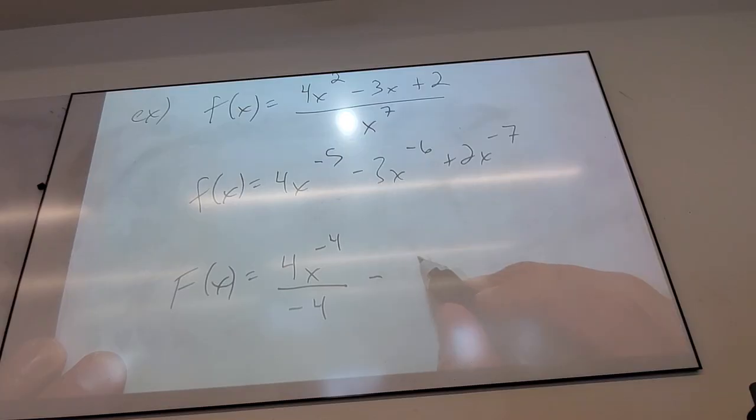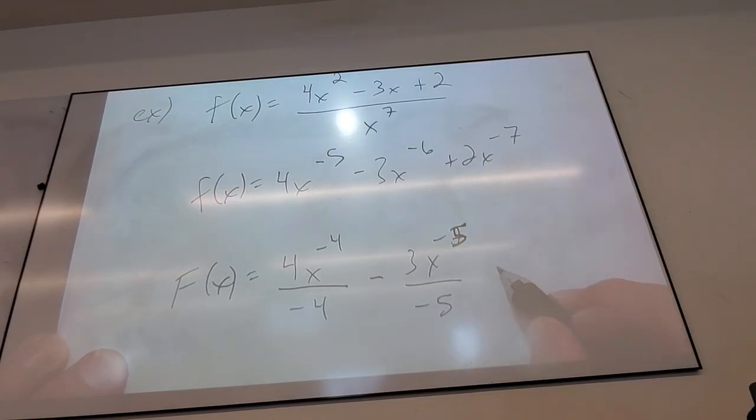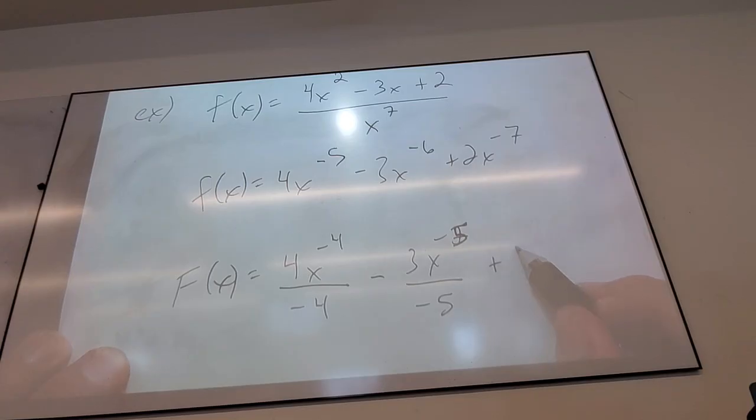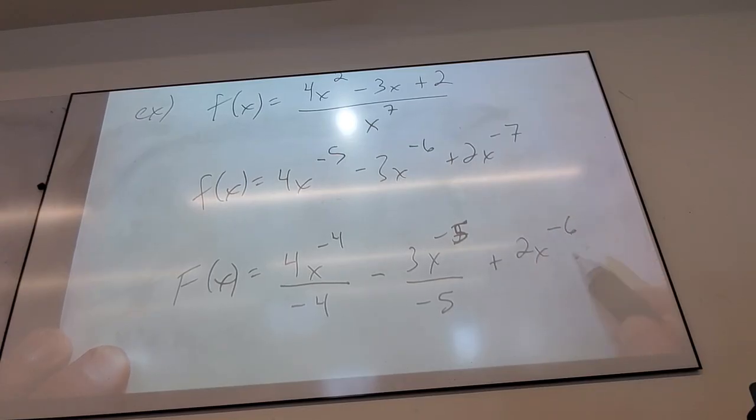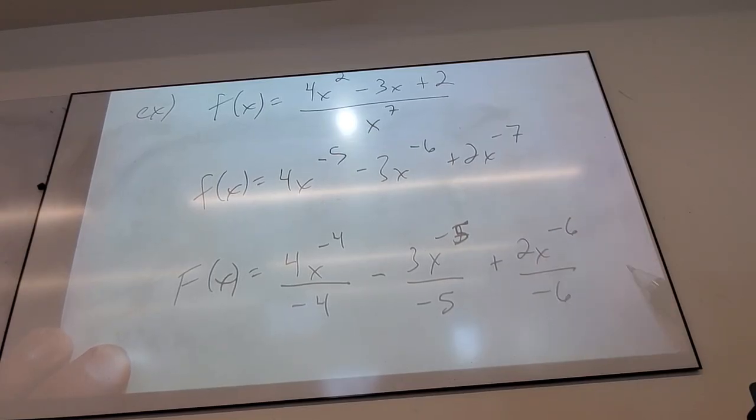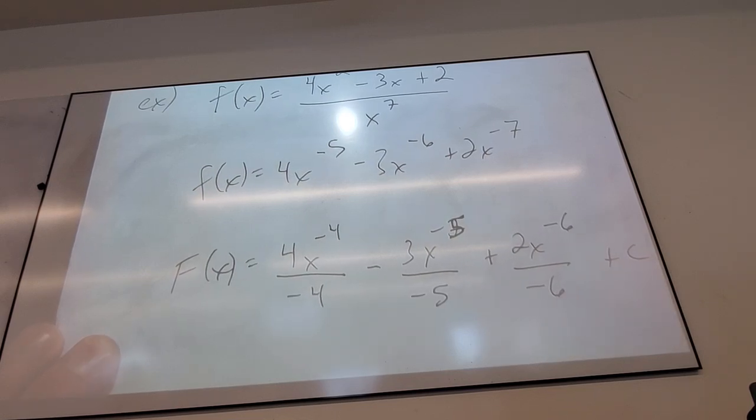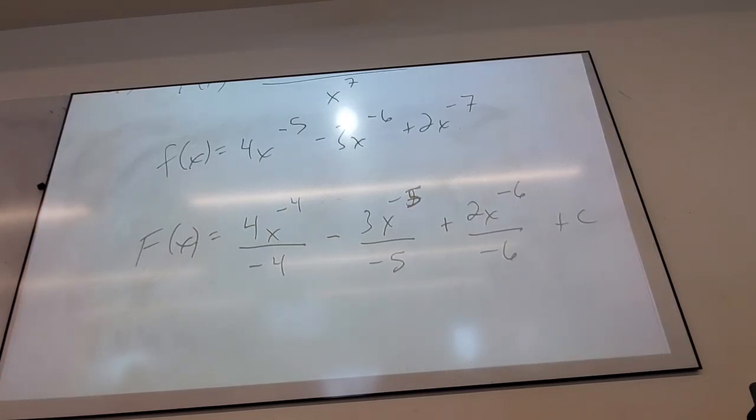Then I'm going to have minus 3x to the negative 5, x to the negative 5th divided by negative 5. And I can simplify that. Plus 2x to the negative 6 divided by negative 6 plus c. And now I can simplify stuff, yes?